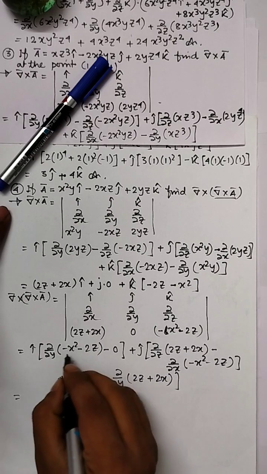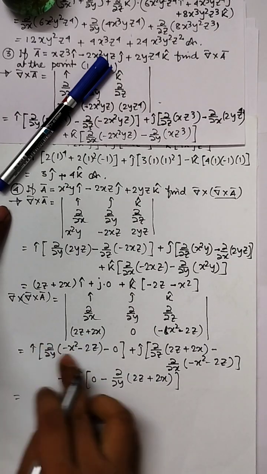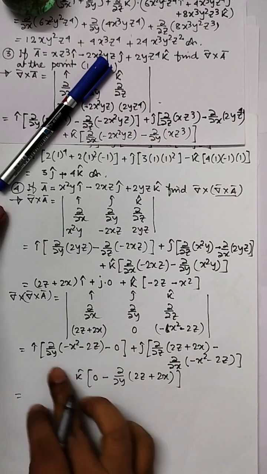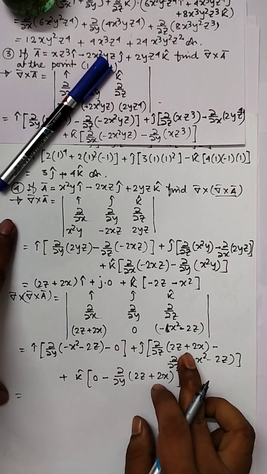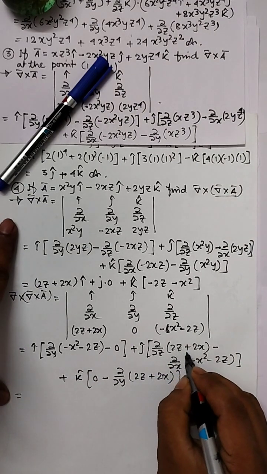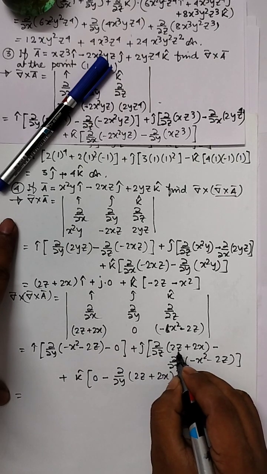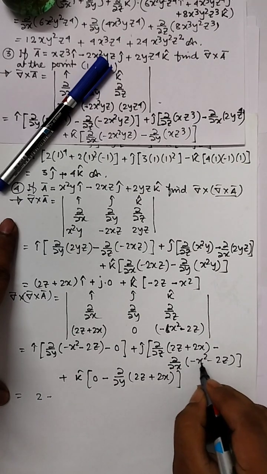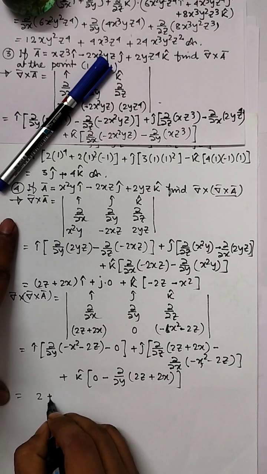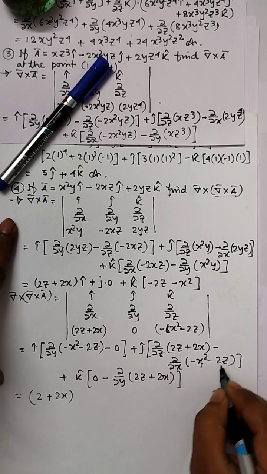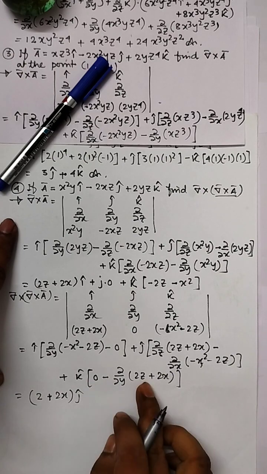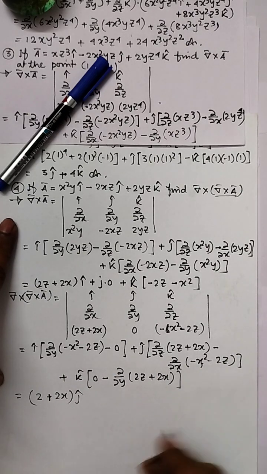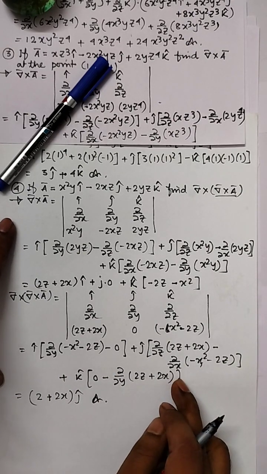So differentiate this term: there is no y term, so this is 0, so there is no i term. For j, the answer is, differentiating with respect to z, that is 2, minus the differentiation of this, which is −2x, so minus minus 2x, giving 2 + 2x. For k, there is no y term, so this term is also 0, so there is no k term. So the answer is (2 + 2x)j.